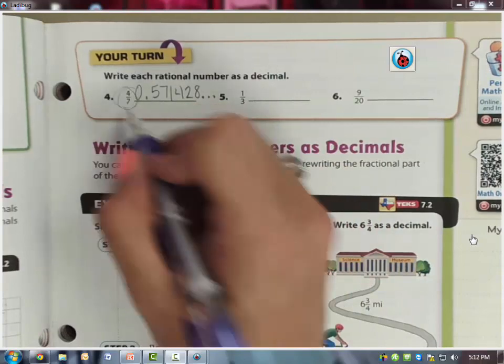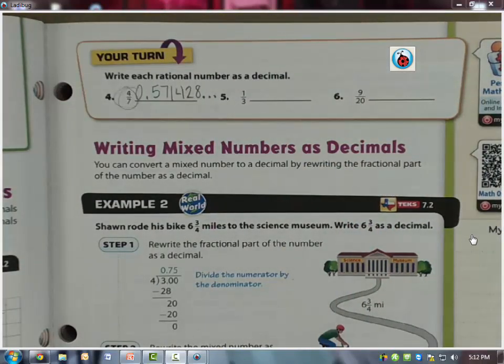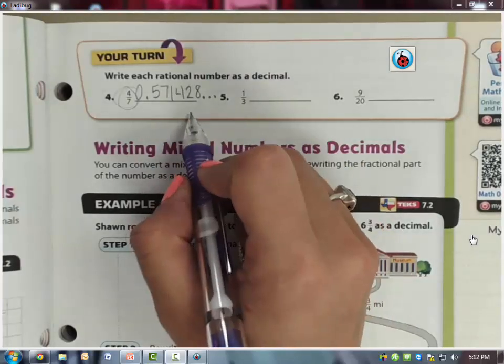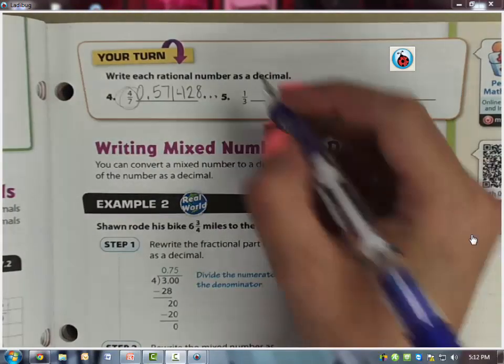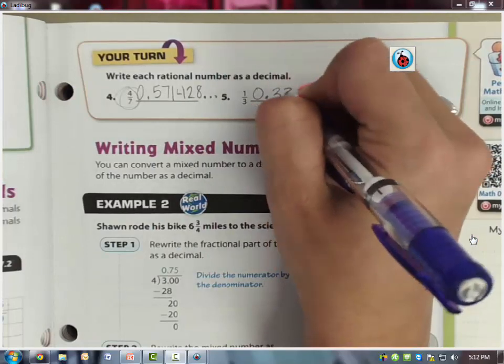Alright, this rational number, what do you know? It repeats. And this one, you got 0.45, or 45/100ths.